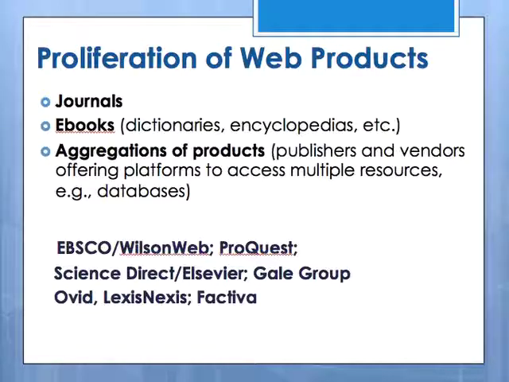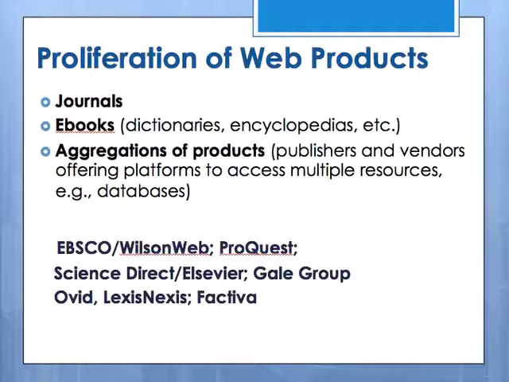So we've got journals, which are available through databases, and we've also got open source journals. There are ebooks, in particular in relation to reference, books like dictionaries and encyclopedias. And with so many free web dictionaries, do you really need to purchase any? There are aggregators of products, so that's publishers and vendors who offer platforms to access multiple resources such as databases.